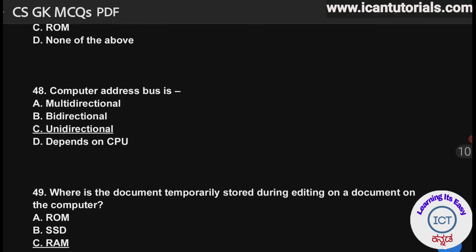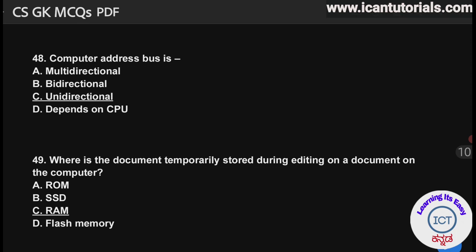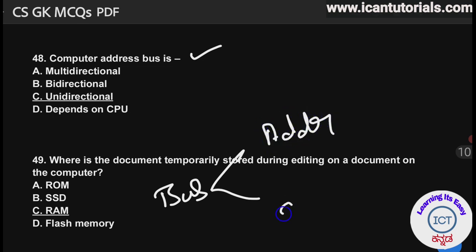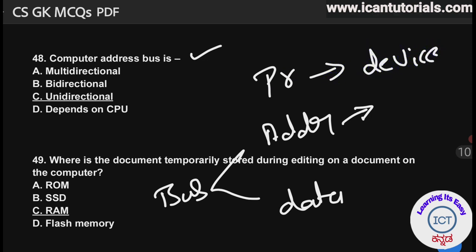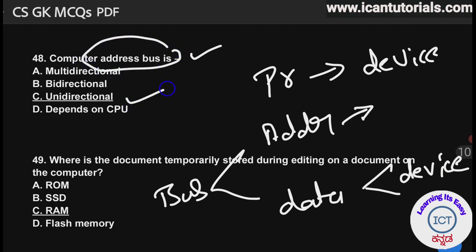Let us check out the 48th question. The question is about the computer address bus. There are two major types of buses in a computer: one is the address bus, and the other is the data bus. The address bus transfers addresses, that is, the processor sends an address to some device. Data means the data transferred between devices and the processor. Here we are talking about the address bus, and the answer is unidirectional.